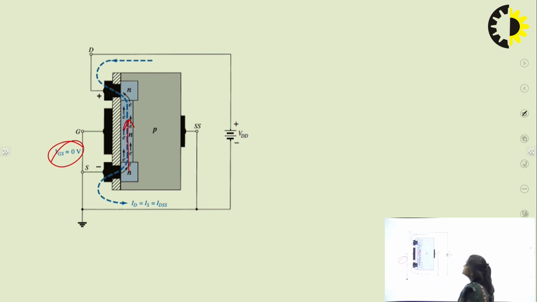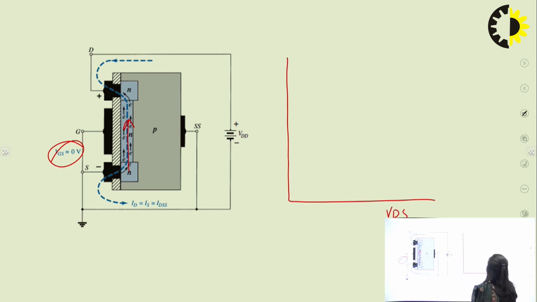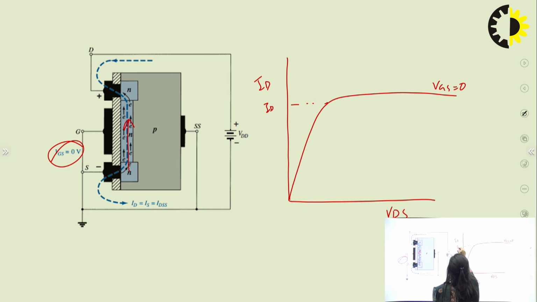So VGS is 0, so there will be no mode, neither it will be depletion or it will be enhancement. This is simply like in this way, like we are increasing the VDS and this is our ID. So like we are getting this curve. This is the VGS 0 and this current is your IDSS current.